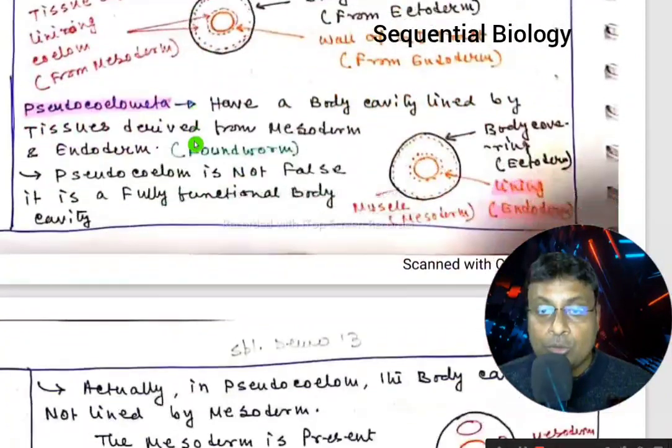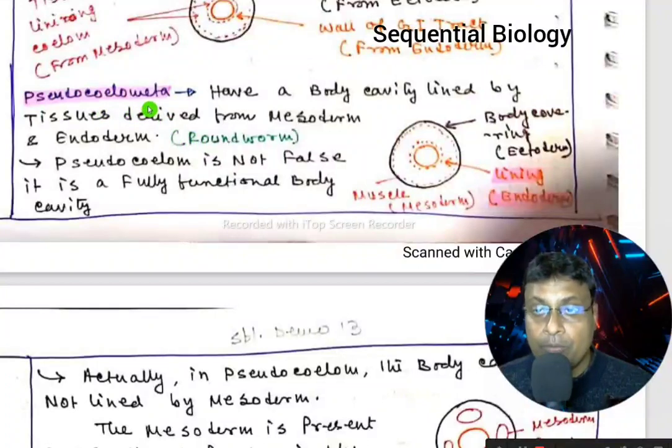Then you should know what a pseudocoelom is. A pseudocoelom also has a body cavity, lined by tissue derived from mesoderm and endoderm. So this is the body wall. The outer wall is called the body wall, and this is the gut wall. This is the digestive system, the lumen of the digestive tract. And this lumen has a definite wall, which is called the gut wall, and this gut wall is derived from endoderm.